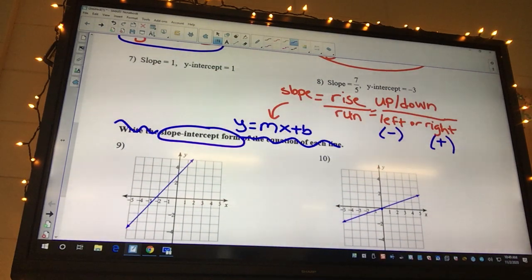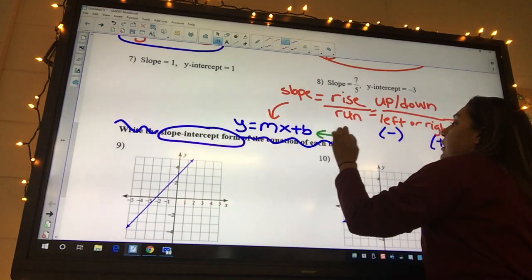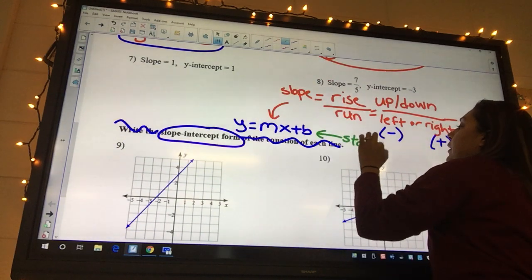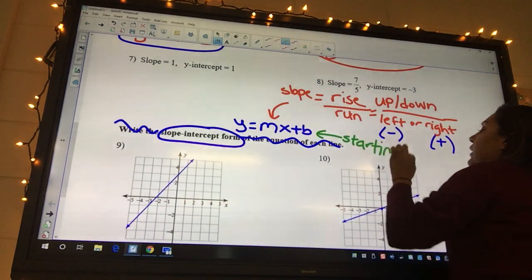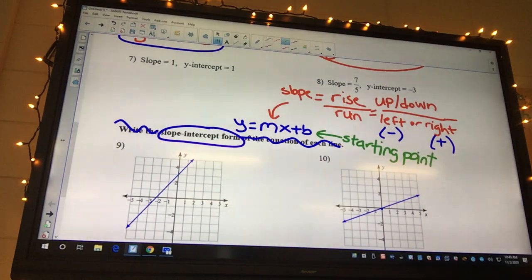So you will need these notes. And then the last one, B, we just talked about, but it's our starting point or our y-intercept. When we think about y-intercept, I want you to think about this.